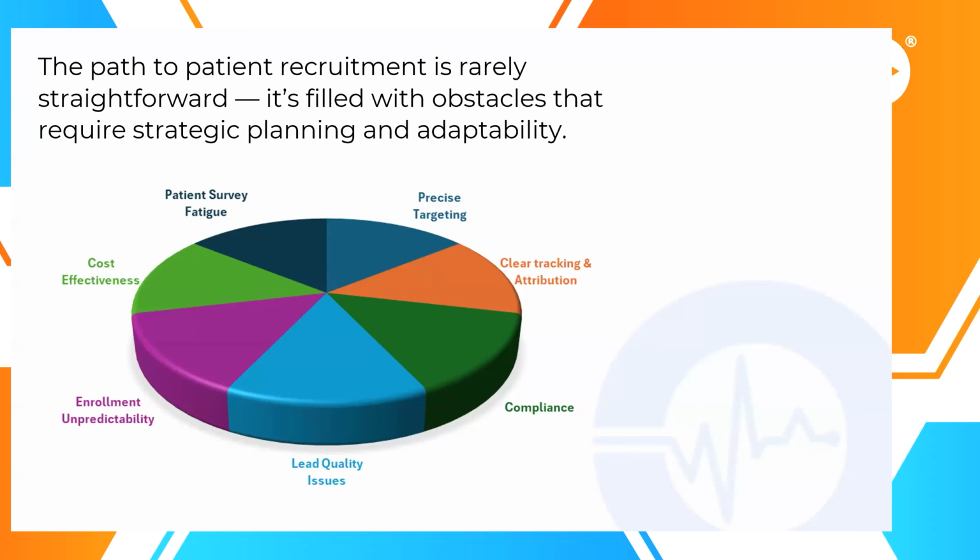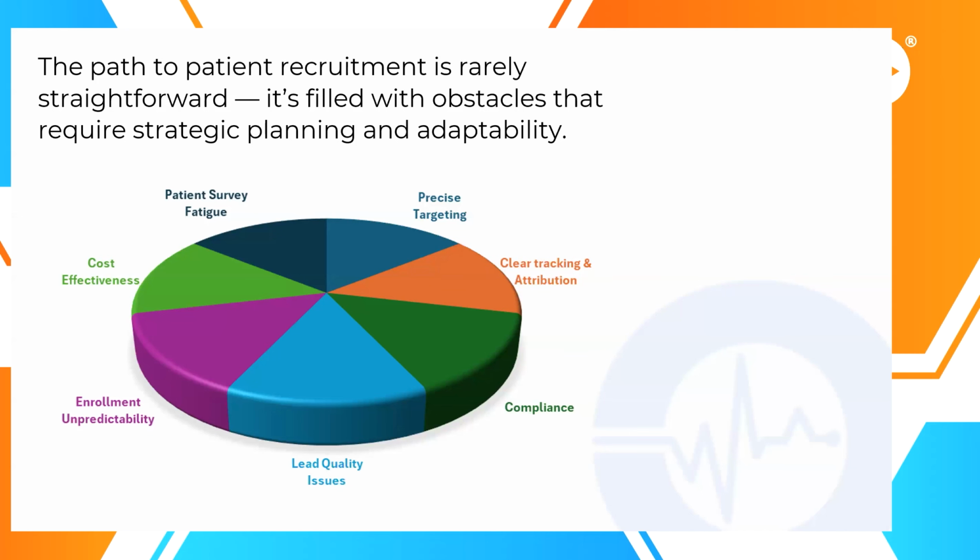And I think we all know, the path to patient recruitment is rarely straightforward, if ever. It's filled with bumps in the road and obstacles that require some very strategic planning and adaptability at times. So this is what we've delineated here as the main pain points that we see in the industry: patient survey fatigue, clear tracking and attribution of the actual leads, lead quality issues, cost effectiveness, and the like. These are all the main problems that we look to fix here at OMNI.